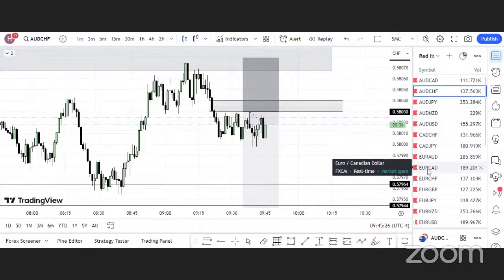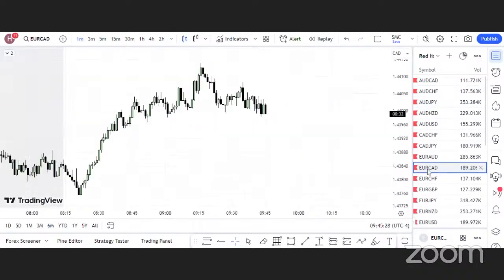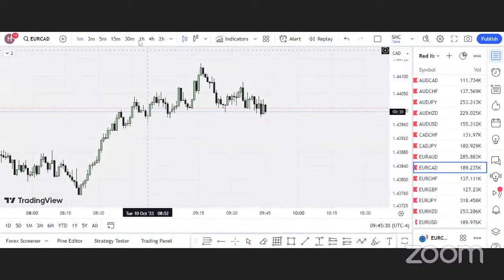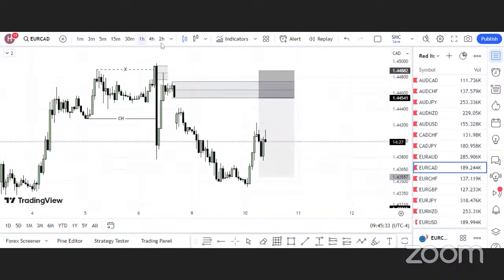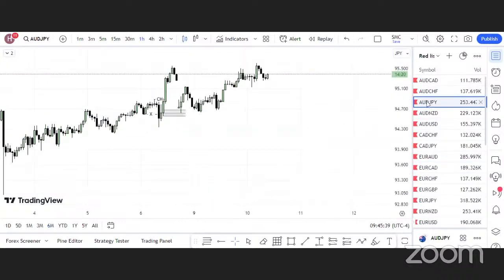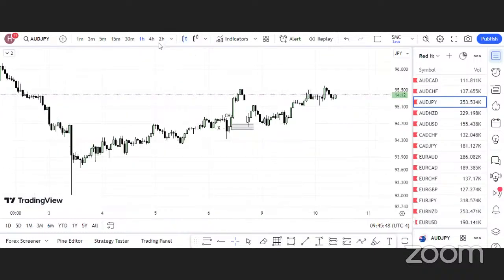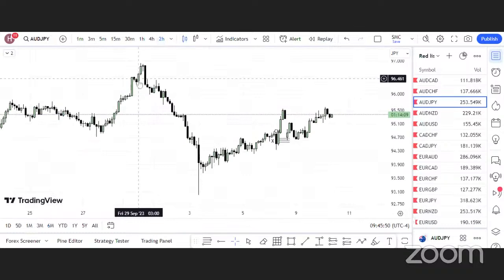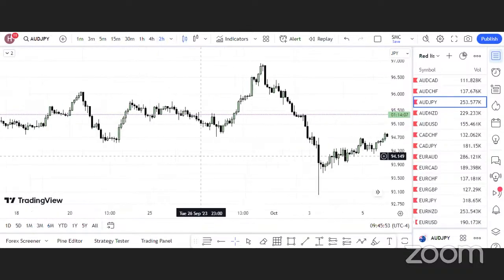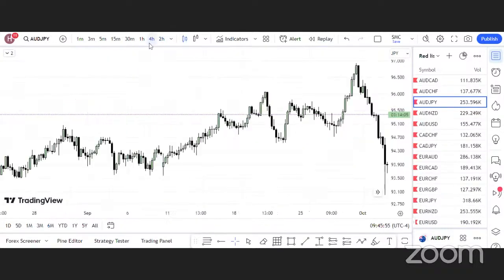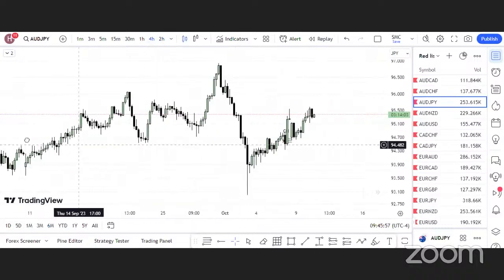Let's go back to our Euro CAD to see if the market is doing anything. Okay, so there's no possible early entry for now. Then we have AUDJPY. We have AUDJPY on the 1 hour time frame. So let's go to the 2 hours time frame. Let's go to the 4 hours. Let's see what the 4 hour is saying.